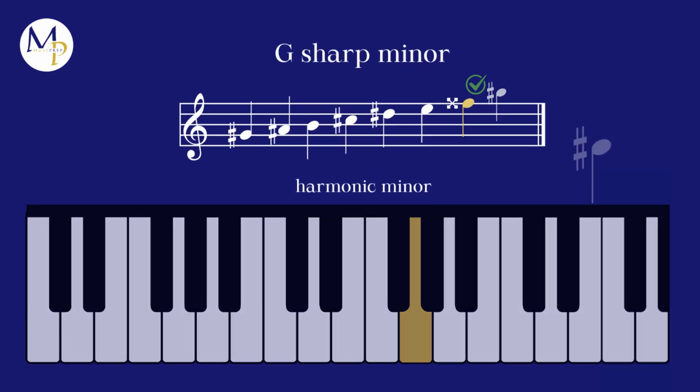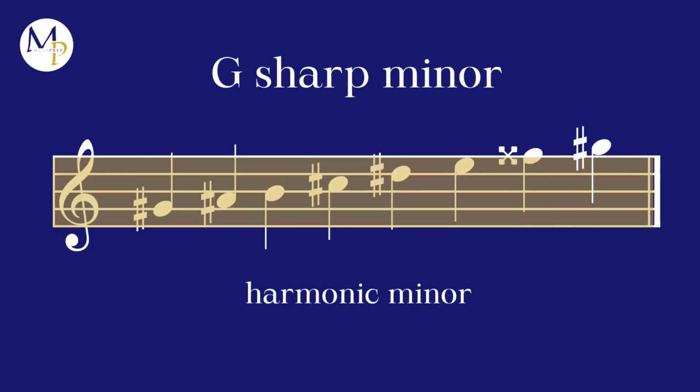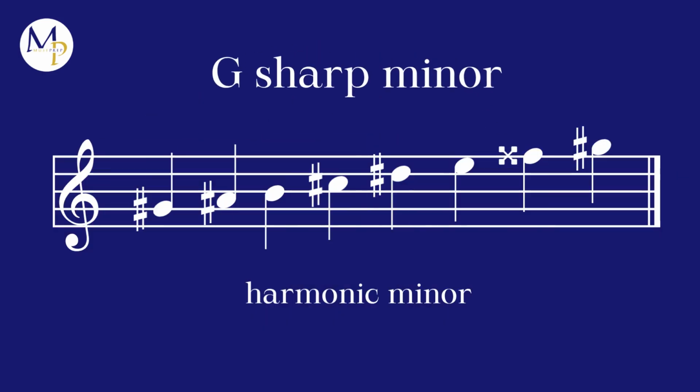Why? Because in a scale, each note letter should only appear once. The scale already contains G sharp. If we wrote G instead, the same note letter would appear twice. That is why we write F double sharp.